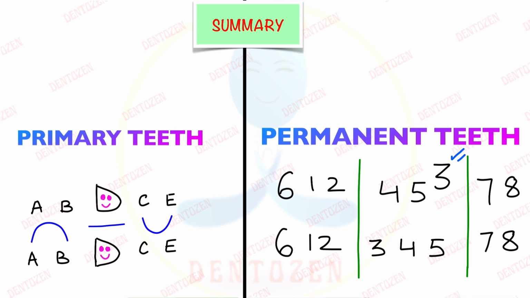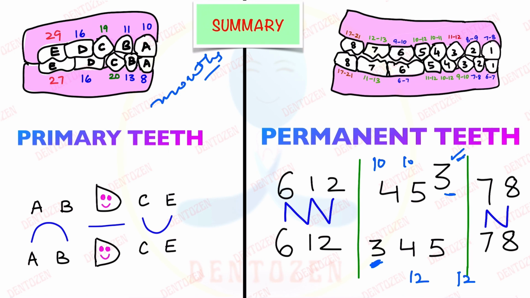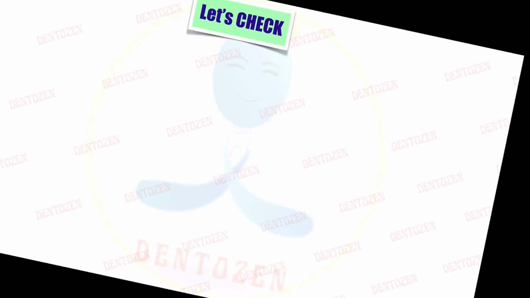Now for the permanent teeth, we have to follow the sequence, that is zigzag pattern. And for the canines, mandibular canine comes first, maxillary canine comes last. And for premolars 10 10, and mandibular premolars it is 12 12. So that is the eruption timing for primary teeth in months, and that is the eruption timing for permanent teeth in years. So let's check what have you learned.